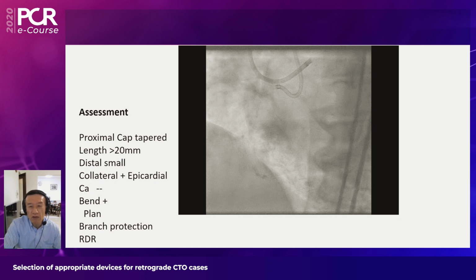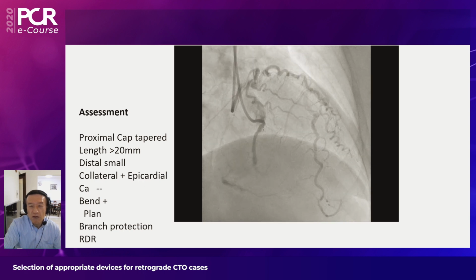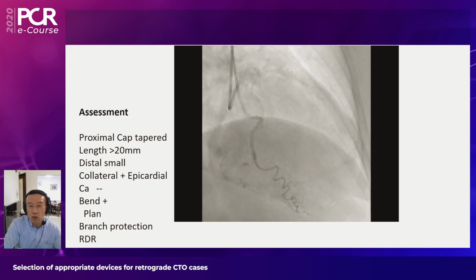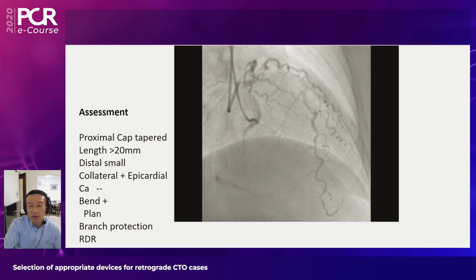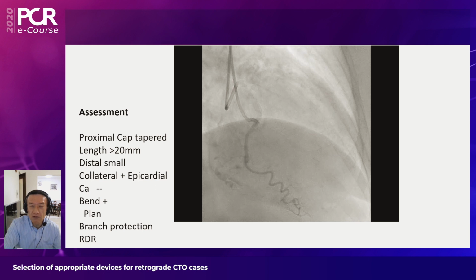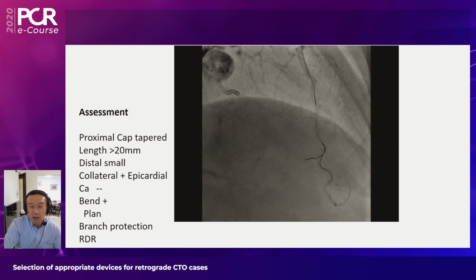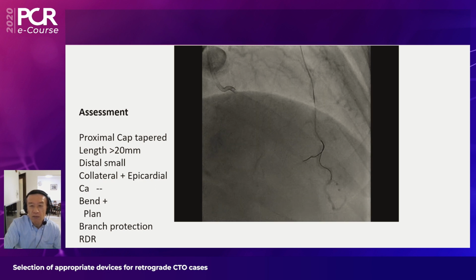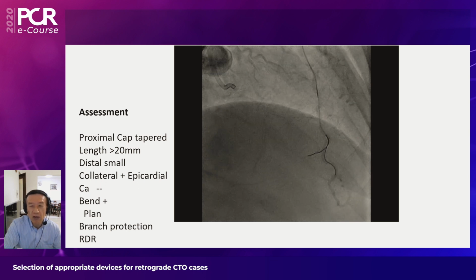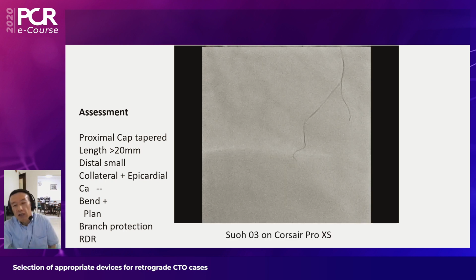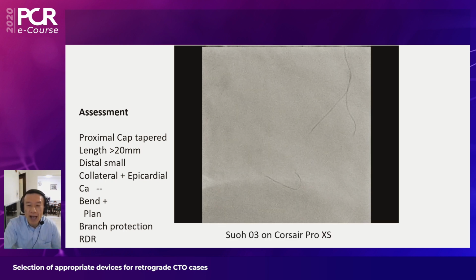So in this case, we started with the retrograde. You can see the LAD provides a very tortuous segment as well as a septal channel. We found out the distal septal provides very good collaterals. After putting the safety wire in the distal LAD, we can use the SUOH 03 as Dr. Mashayekhi described, in combination with the Corsair Pro XS. SUOH 03 nicely crosses to the distal part of the PDA.